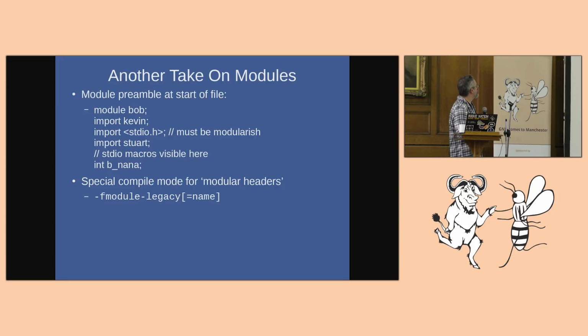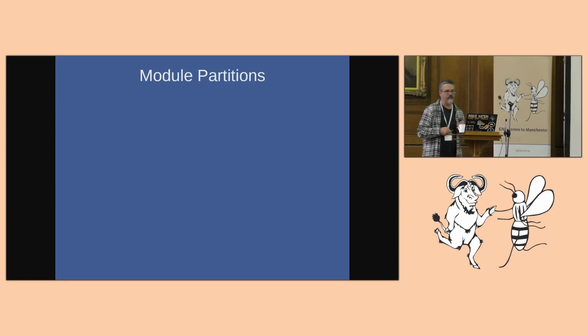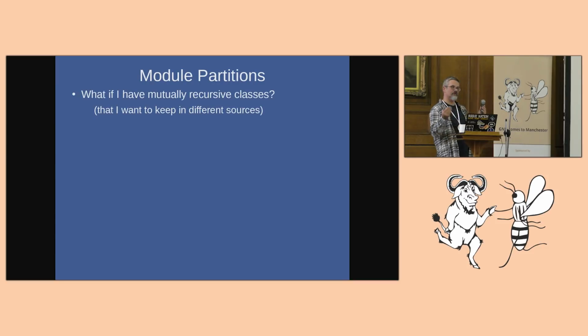Another bit that the Atom proposal has is module partitions. This is a question: if I've got two mutually recursive classes, for instance, types that refer to each other, but I want to put them in different sources because that's a useful way of organizing my source code. I can't do that in the TS. Well, I can't easily do that in the TS. I have to put them in different modules.